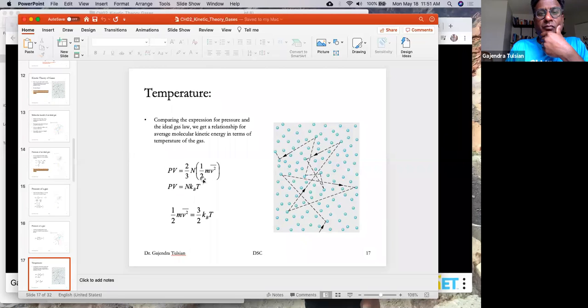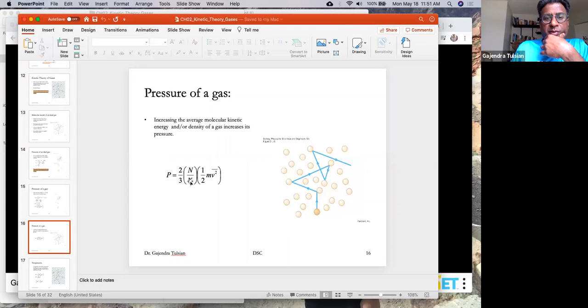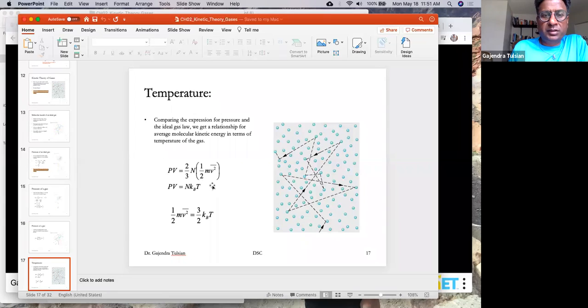All right, so here's the ideal gas law. In this expression, you bring volume over there. Pressure times volume is 2/3 N times average kinetic energy. So PV is 2/3 N times average kinetic energy. Here's the ideal gas law. If you compare the two, what you find is 1/2 mv squared is equal to 3/2 kT. So the average kinetic energy is related to the temperature. You double the temperature, you double the average kinetic energy of the molecules.